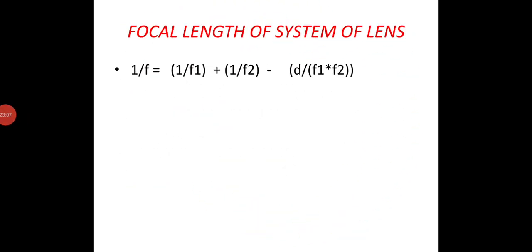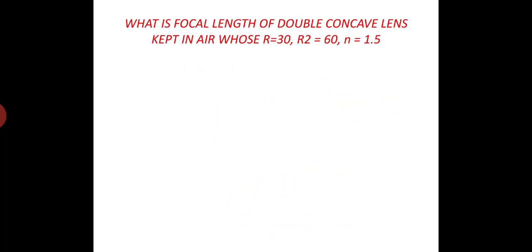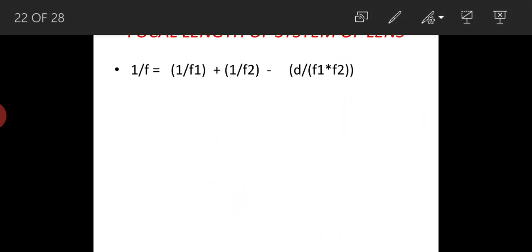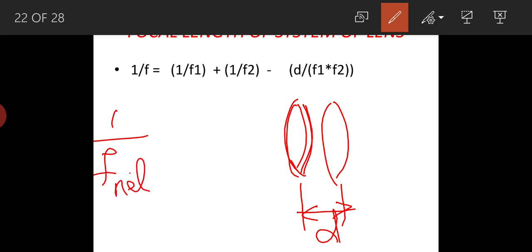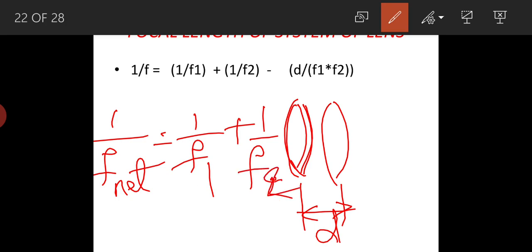Next, focal length of a system of lenses. For example, if I have two lenses placed side by side in this way, and I want to find the net focal length of these two lenses which are separated by a distance d, then the net focal length is given by 1 by f net is equal to 1 by f1 plus 1 by f2 minus d by f1 f2. So this is the net focal length of a system of lenses.